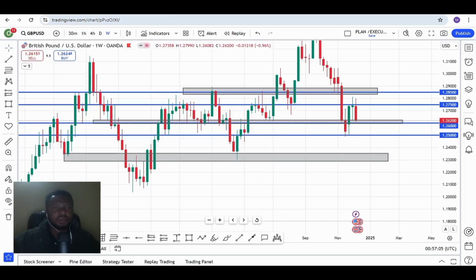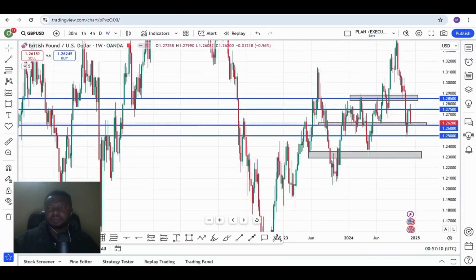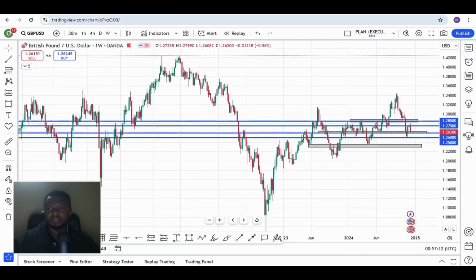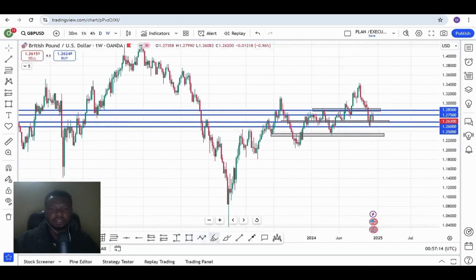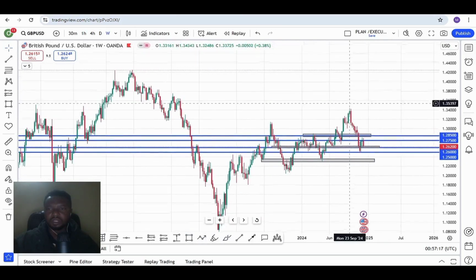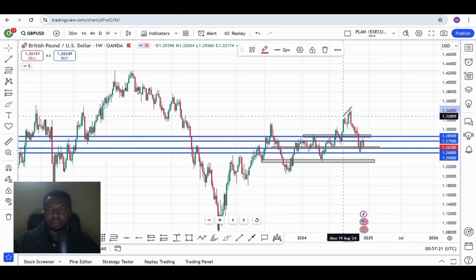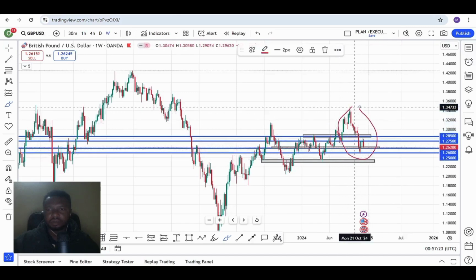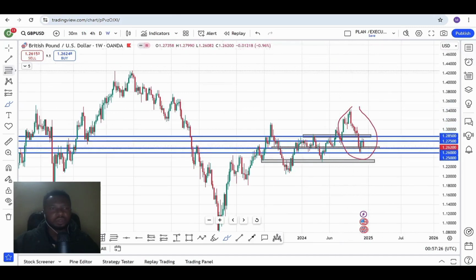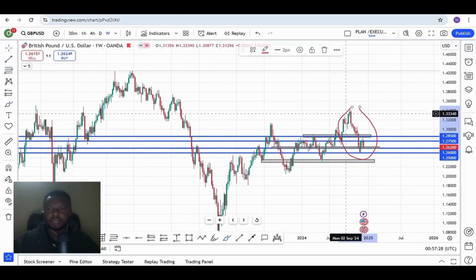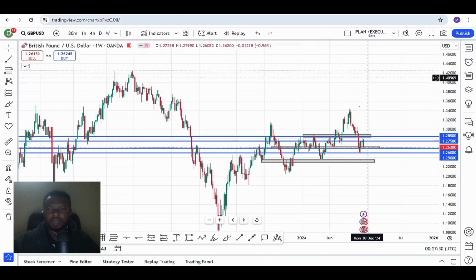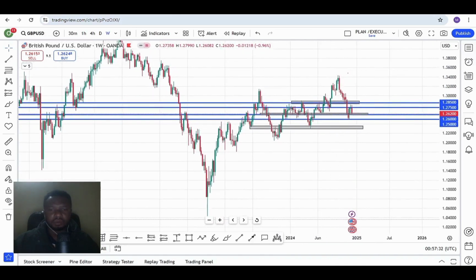Starting from the weekly time frame is GBP USD. What are we looking at from the weekly perspective? As you can see, the market is currently trending to the downside. The current trend is down. As you can see, this trend is down, so that's what we are looking at. So let us analyze together. Okay, so from the weekly time frame, we have established that the trend is down.